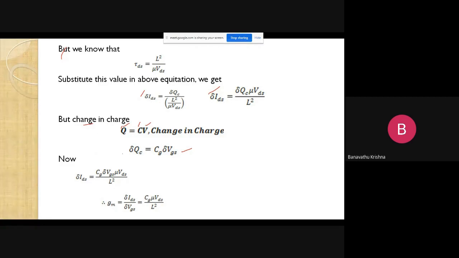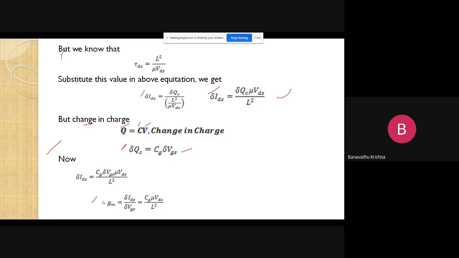Now you can substitute this delta QC value in this equation, right? Now delta IDS equals CG delta VGS mu into VDS by L square. Here the delta VGS you can transfer to the left side as a denominator. Then transconductance GM equals delta IDS by delta VGS, right?